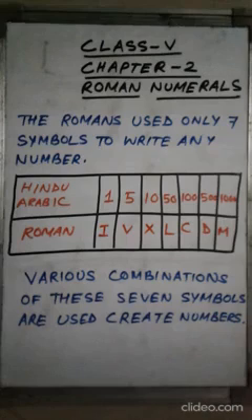For Roman numeral I, the Hindu-Arabic notation is 1. For V, it is 5. For X, it is 10. For L, it is 50. For C, it is 100, a century. For D, it is 500. And for M, it is 1000. Various combinations of these 7 symbols are used to create different numbers.